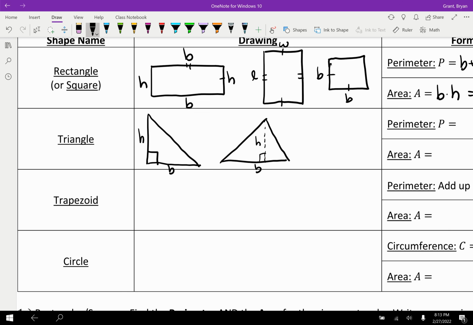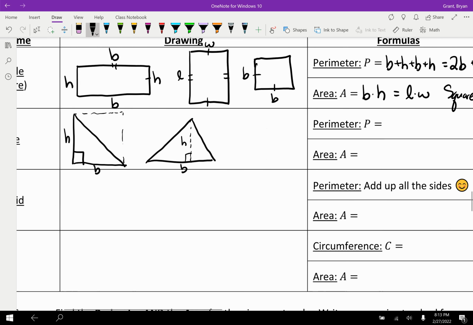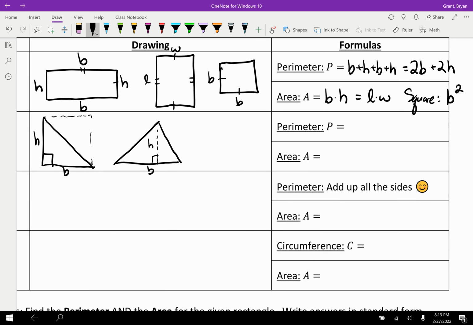Now, what we should also remember, though, is that technically any triangle can be made into a rectangle. And so that means a triangle is half of any rectangle. And so to find the area of a triangle, you just find the area of a rectangle, which is base times height, and then you divide it by 2. A lot of times you'll see that as base times height, with a 1/2 out front. 1/2 times base times height. They mean the same thing.